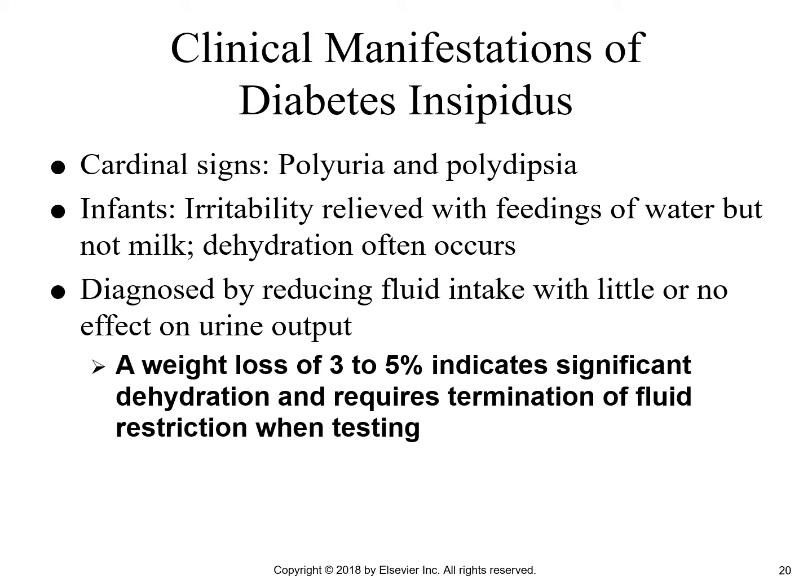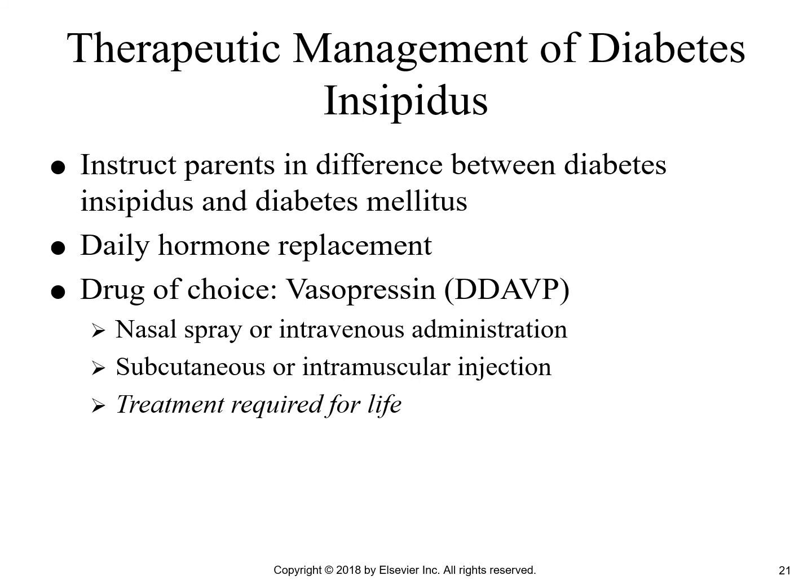A weight loss of 3 to 5% indicates significant dehydration and requires termination of fluid restriction during testing. The child should wear an emergency bracelet and their school should be notified about the condition.